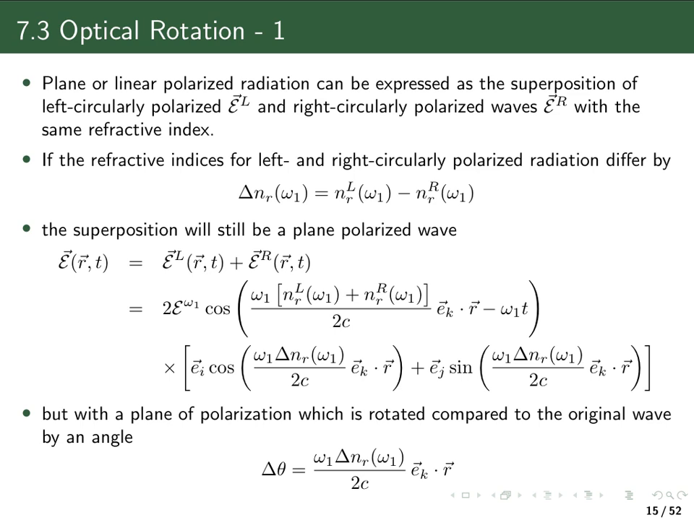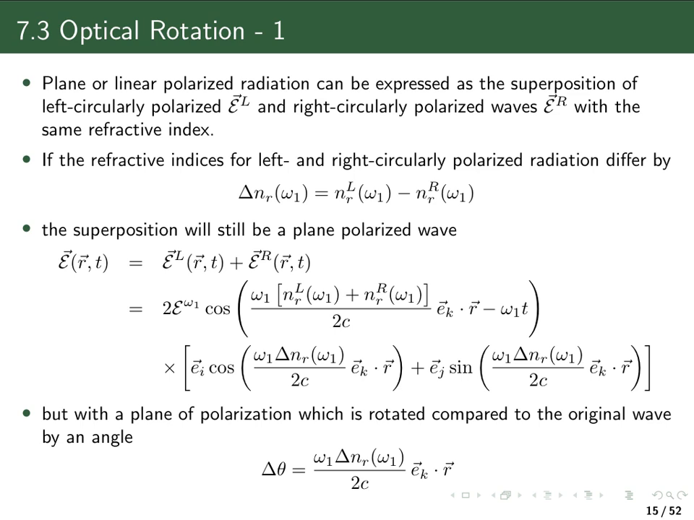We've seen before, in the beginning of this chapter, that linear or plane polarized radiation can be expressed mathematically as the superposition of left and right circularly polarized waves which have the same refractive index. Now, if the refractive index between left and right circularly polarized light differs, so the difference between left minus right is not zero, then the superposition will still lead to a plane polarized wave.